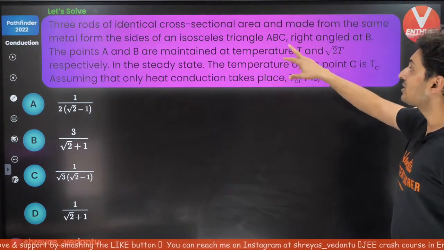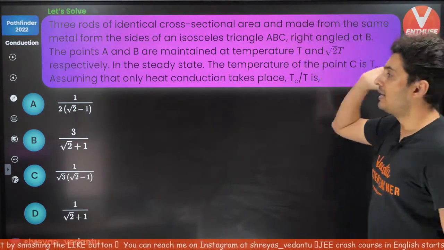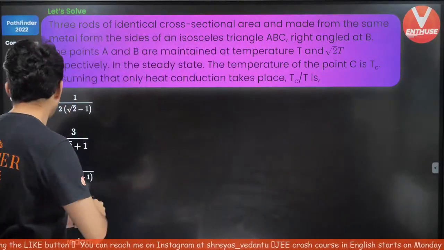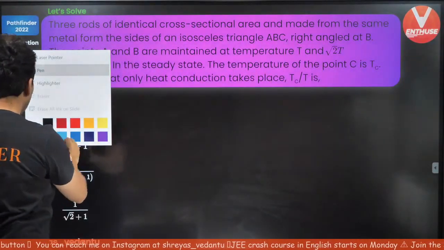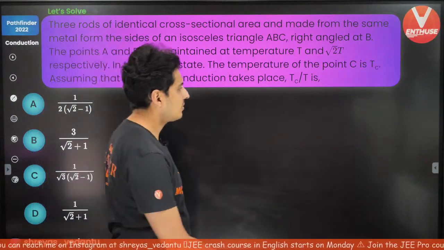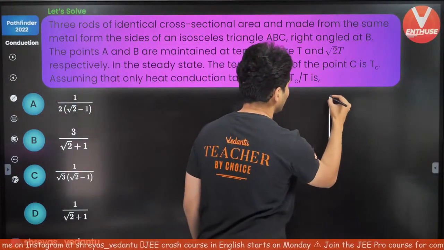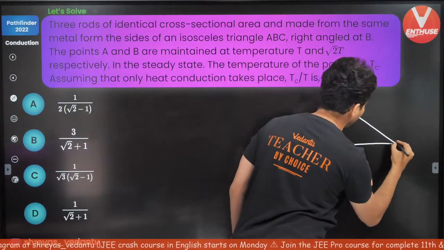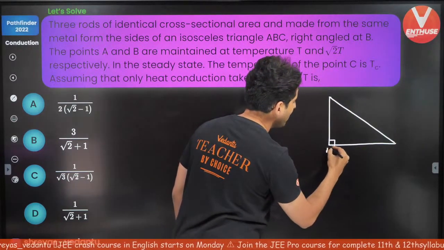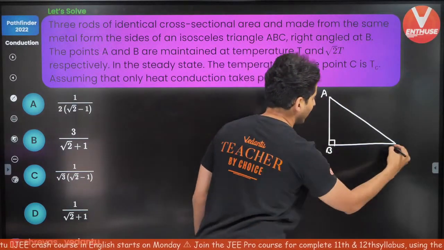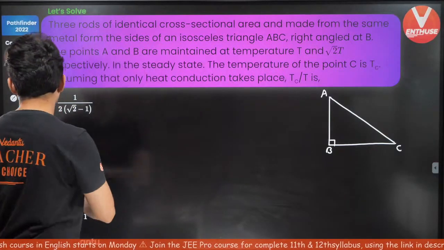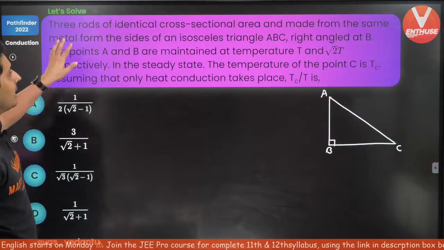But they form an isosceles triangle right angled at B. Okay, so first thing, let's draw a right angle triangle. Everybody likes to draw a right angle triangle. So let's also draw this beautiful isosceles right angle triangle at B. So this is A and this is C. Fair enough. Next thing, what is given?